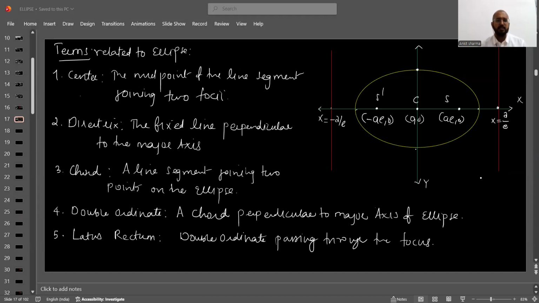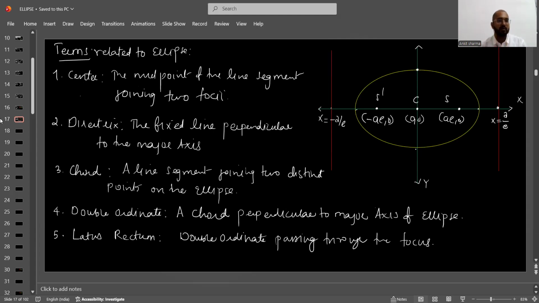These are the basic terminologies related to the ellipse. The center is the midpoint of the line segment joining S and S dash. Then we have the directrix, the fixed line perpendicular to the major axis. Then we have the chord. A chord is basically a line segment joining two distinct points on the ellipse. A double ordinate is a chord perpendicular to the major axis of the ellipse. And the latus rectum is the double ordinate passing through the focus.